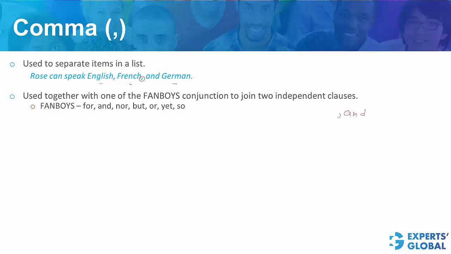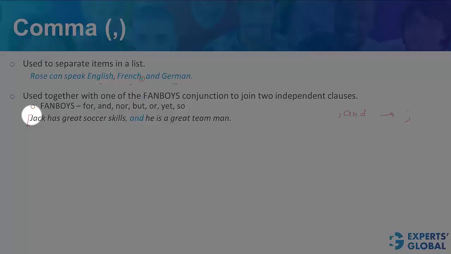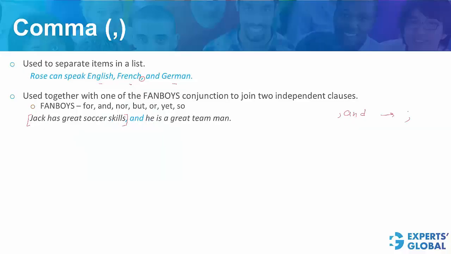All these terms lead to the power of a semicolon. Let's take an example here. We have an independent clause from here. Jack has great soccer skills. So until here, this is an independent clause, and then comma and here, which has the power of a semicolon. So all these terms, comma and, comma but, all of these have the power of a semicolon. All of these 7 terms here, FANBOYS.